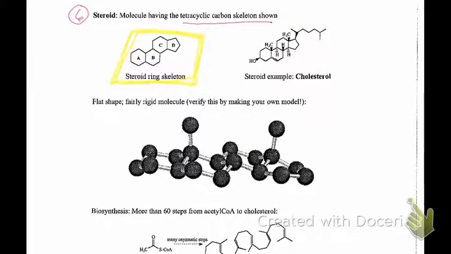A great example of a steroid is cholesterol, right? These molecules are flat and rigid. If you typically look at the stereochemistry, here's the first ring, there's B ring, C ring, and D ring. Because of the stereochemistry around these, the molecules tend to be pretty flat and also fairly rigid.